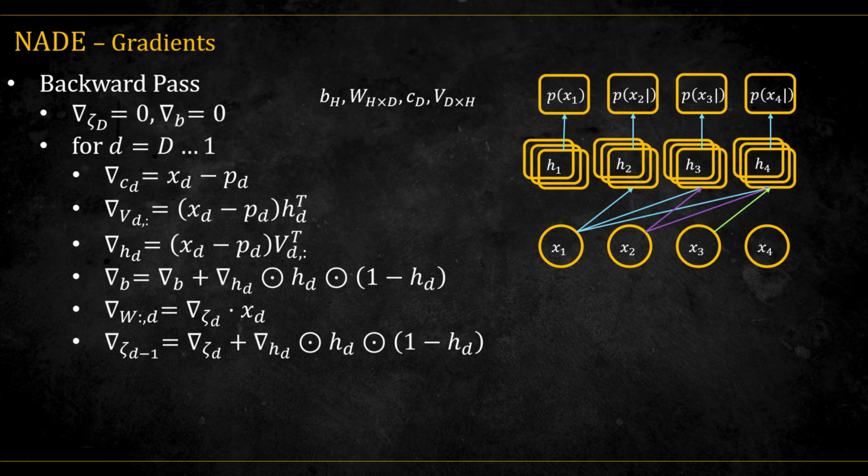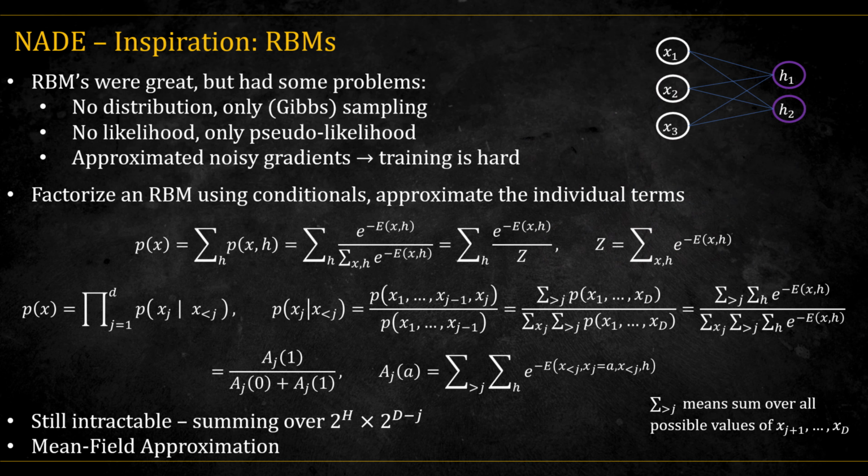The backward pass does the same, but in reverse. We need to accumulate the gradients for the bias and the zeta terms, which correspond to the weights, because they affect all future hidden units. The paper made one more theoretical contribution, which I'll go over briefly. You can pause the video to have a better look.